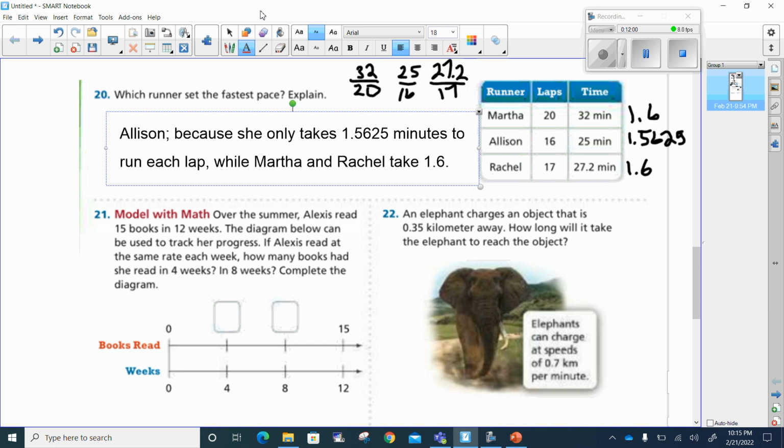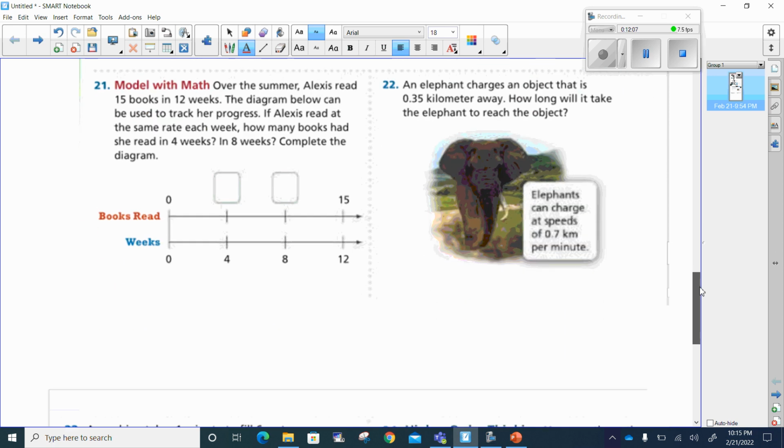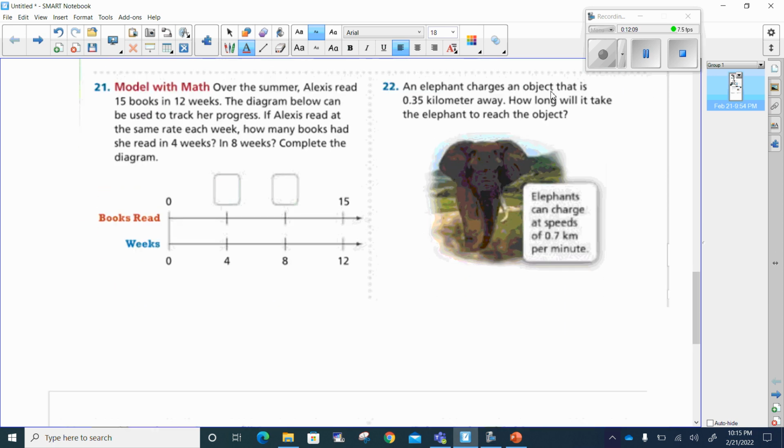Let's go on to the next one. I think I got 22 since I'm doing the even ones here. As an elephant charges an object that is 0.35 kilometers away, how long will it take the elephant to reach the object? Well, remember, an elephant can charge up to 0.7 kilometers per minute. So how long will it take the elephant to reach that object?